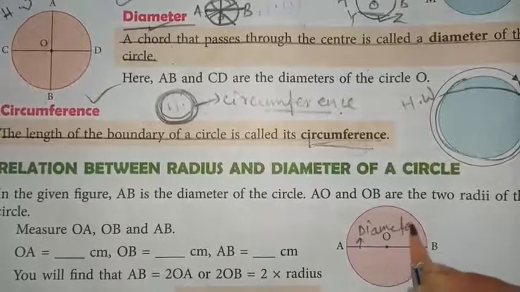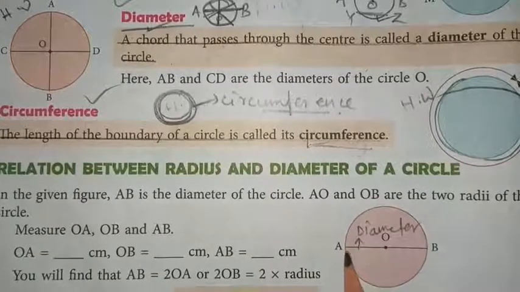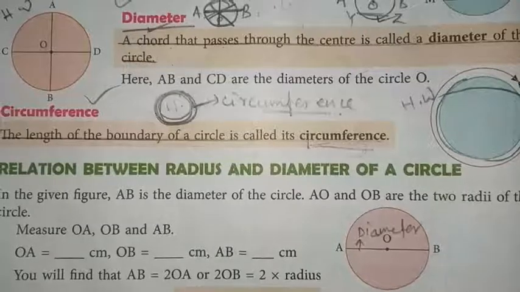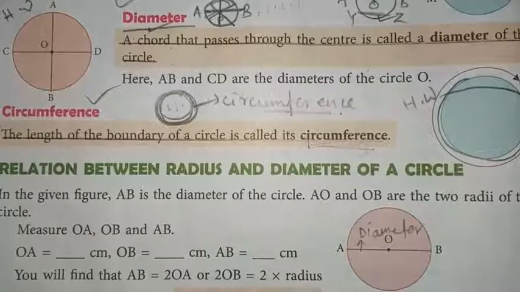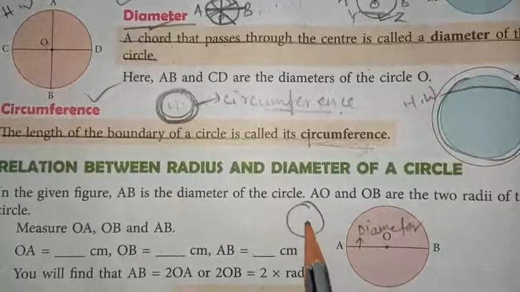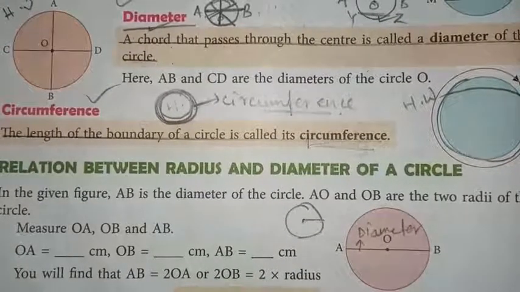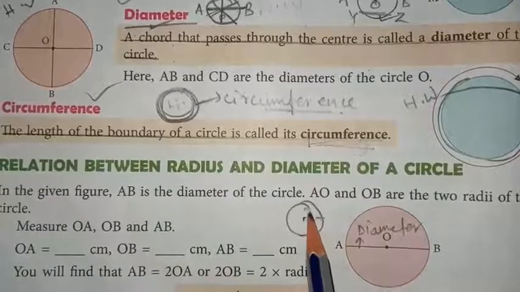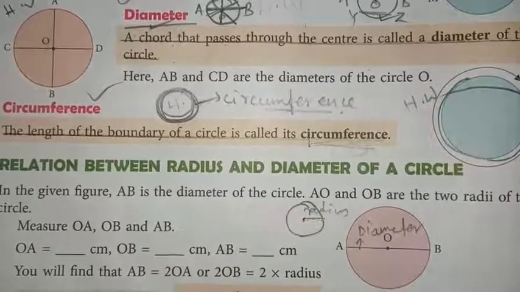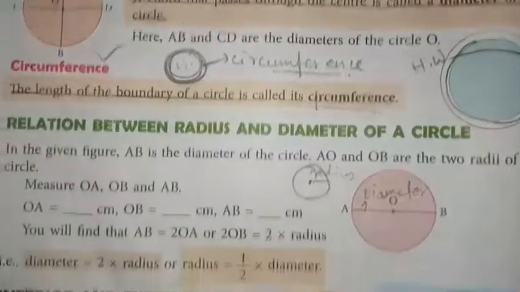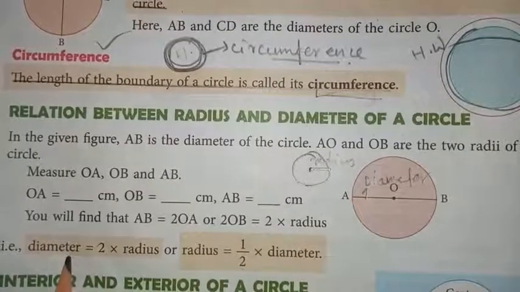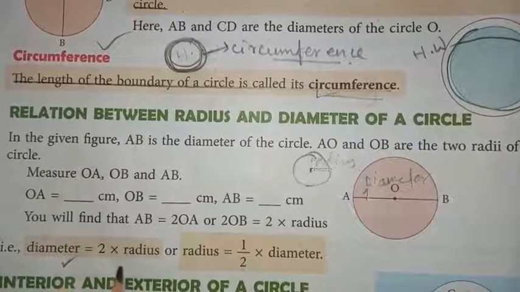Yes, a chord that passes through the center is called the diameter of a circle. If I take only this half part, I've already told you the half of the diameter is the radius. So this is the radius I have marked here. Now, the relationship between the diameter and the radius is a very important point. Diameter is equal to 2 into radius.